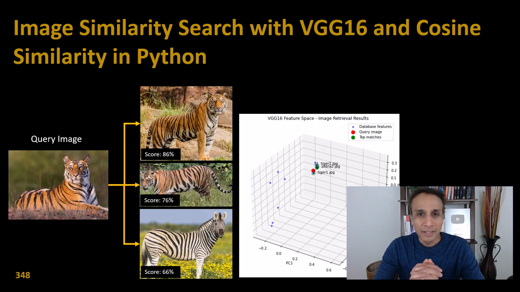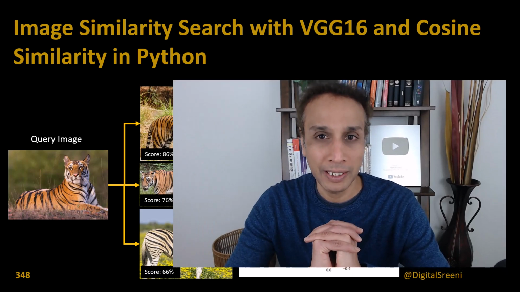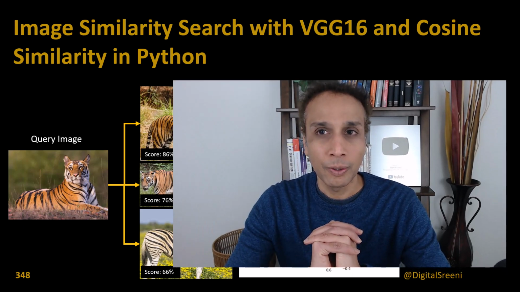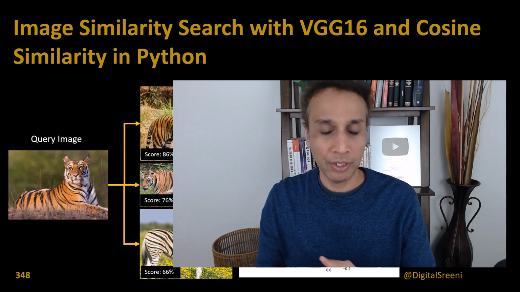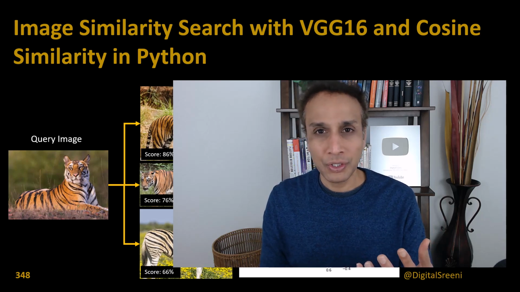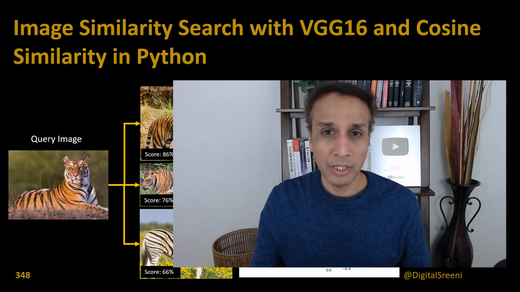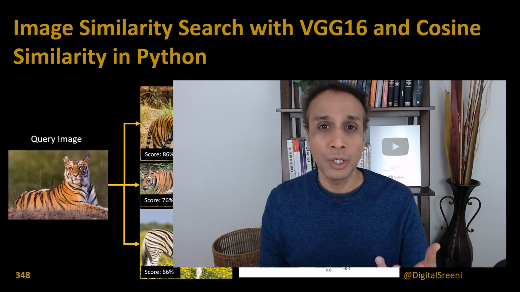Hi everyone, welcome back. I am excited about this video because this is one of my favorite topics going back even 10 years ago when I tried to build something for what we used to call back in the day content-based image retrieval, which is basically, hey, you have an image and it's got certain features and you want to extract all other images with very similar features.